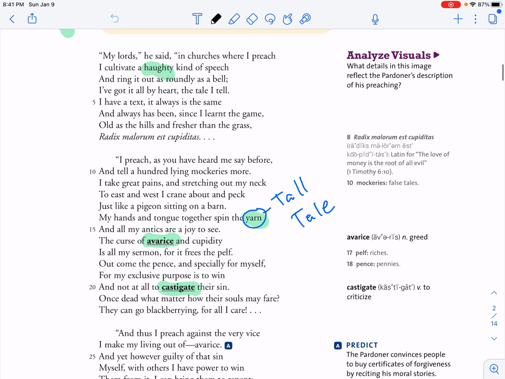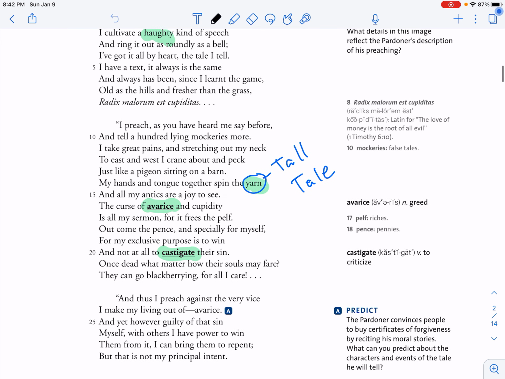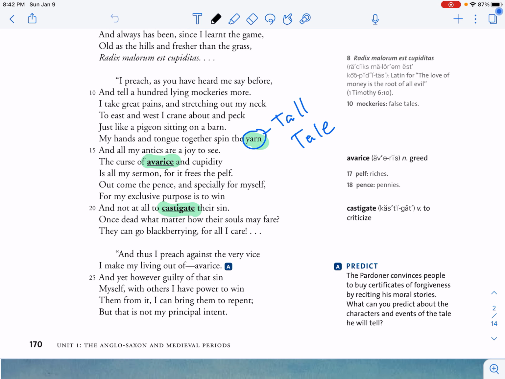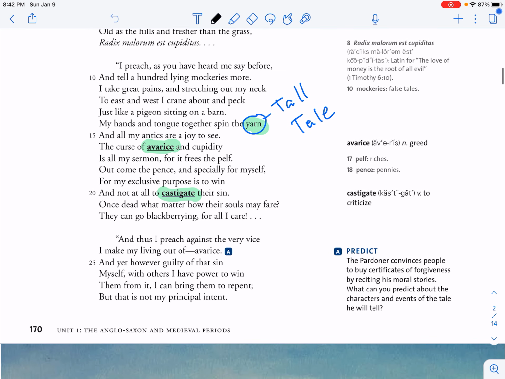I've got it all by heart, the tale I tell. I have a text that always is the same, and always has been since I learnt the game. Old as the hills and fresher than the grass, radix malorum est cupiditas. I preach, as you have heard me say before, and tell 100 lying mockeries more.